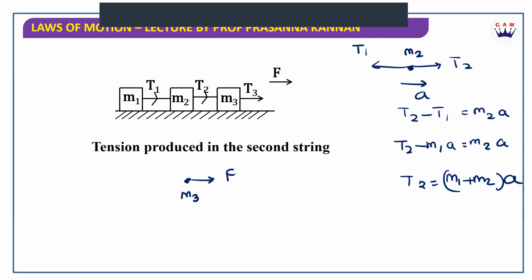M3, one force is taking it to the right. What is pulling it back? What is pulling it back? T2, very good. F is nothing but T3. F is nothing but, they both are same.